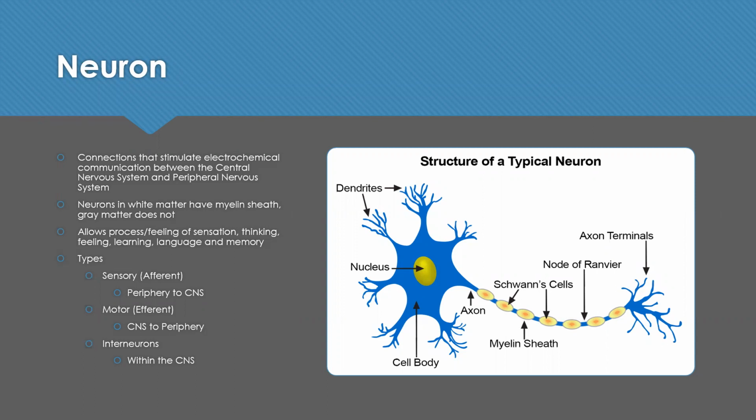There are three different types of neuronal pathways. There are sensory pathways, also called afferent pathways, and this is from the periphery to the CNS. So it's taking any outside external stimulation and sending it to our brain to process. Motor or efferent neurons send messages from our CNS to the periphery. So it's our brain telling our body to do different things. And then we have interneurons, which is communication between neurons within the CNS.